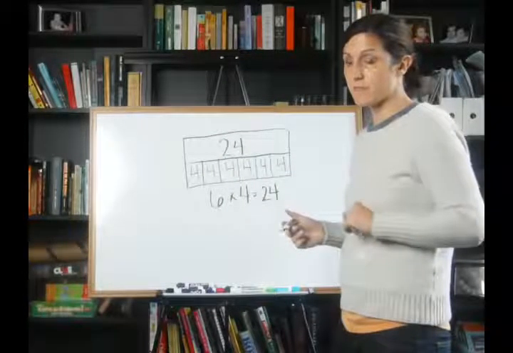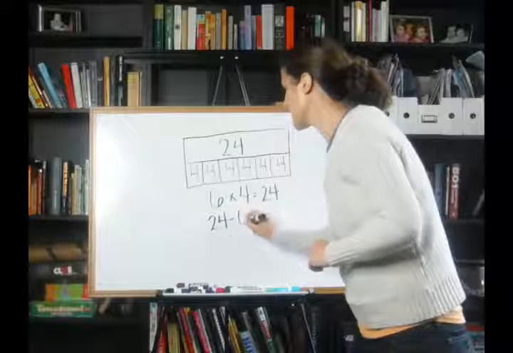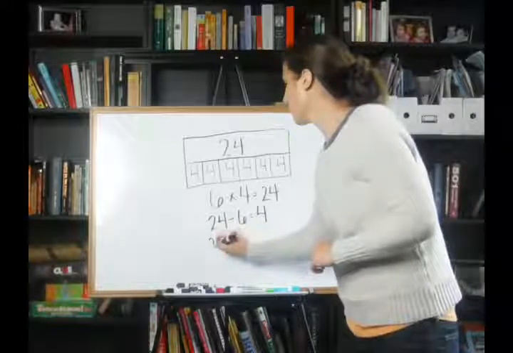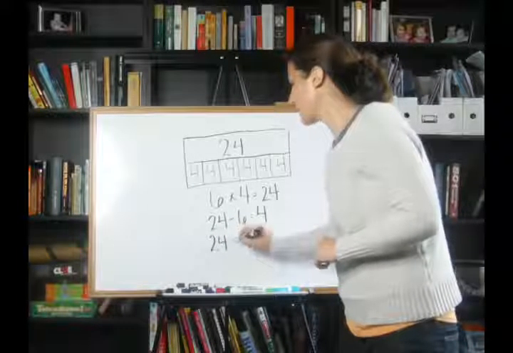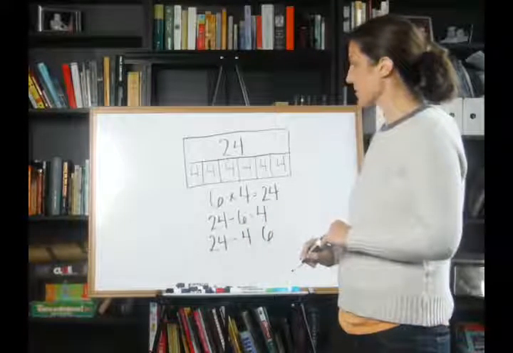But I can write division. 24 divided into 6 groups equals 4 in each group. Or 24 divided into groups of 4 equals 6 groups.